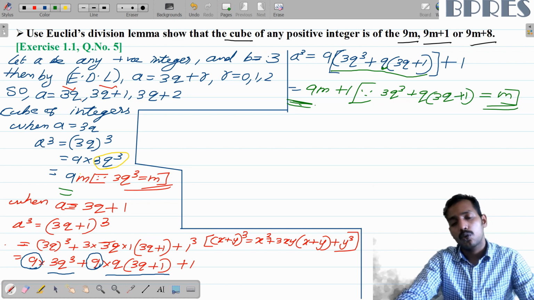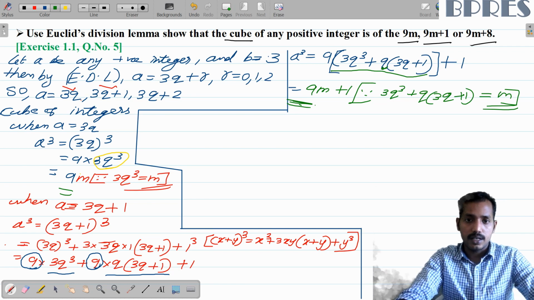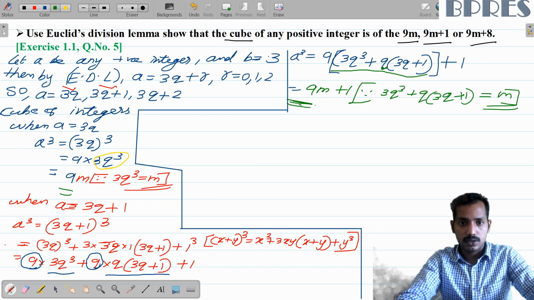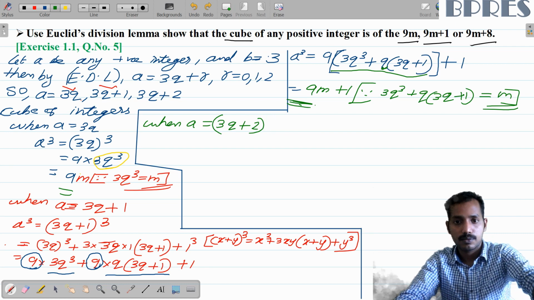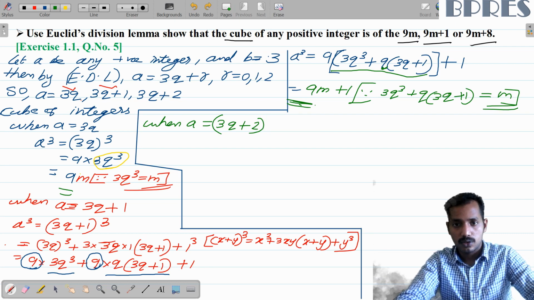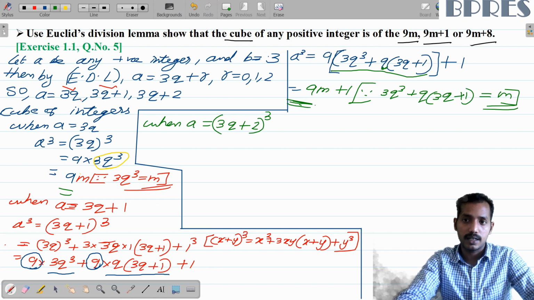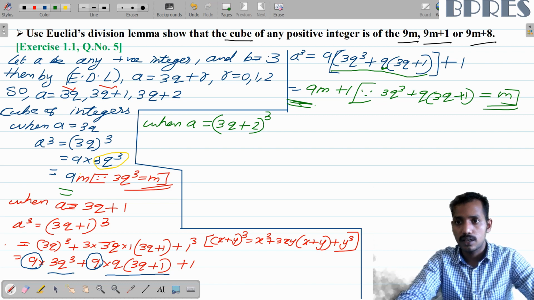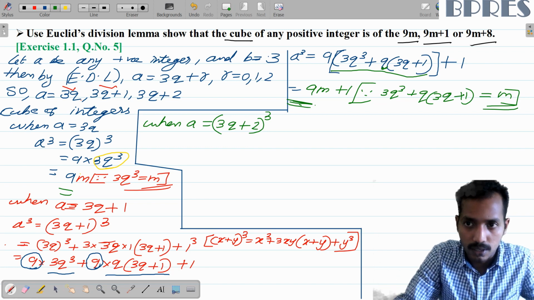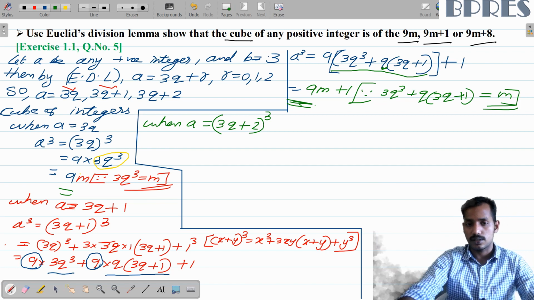Okay, now next, when a is equal to 3q plus 2 whole cube, you will be getting whole cube, not whole square, you will get it in the form 9m plus 8. Just simplify it yourself, I'm not going to do it here. You have to do it yourself. Okay, so then the question will be completed.